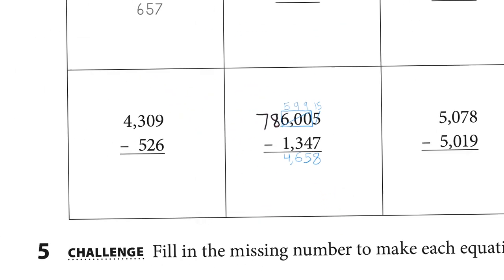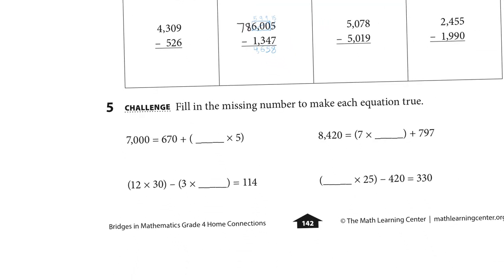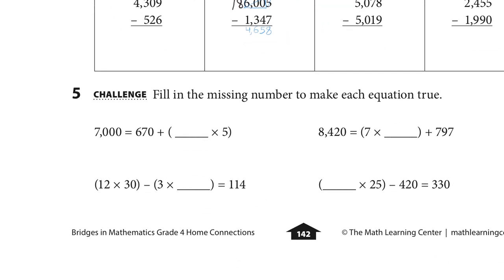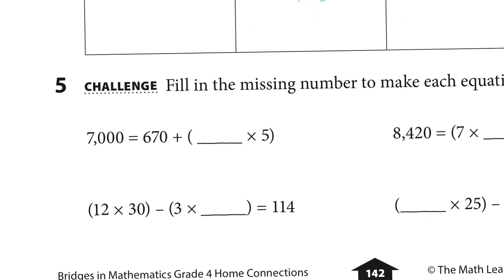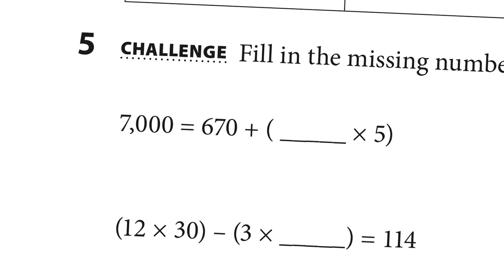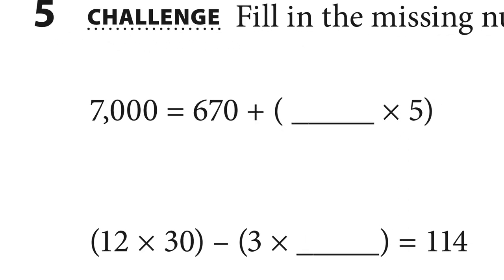All right, so I've talked to you quite a bit about that, and there are some balanced equations at the bottom. They want you to make the equation true. One of the tricky parts about this is trying to figure out what pattern they're getting at. When I look at this first example, 7,000 is on this side. I've got 670, and then I have something times 5 over here.